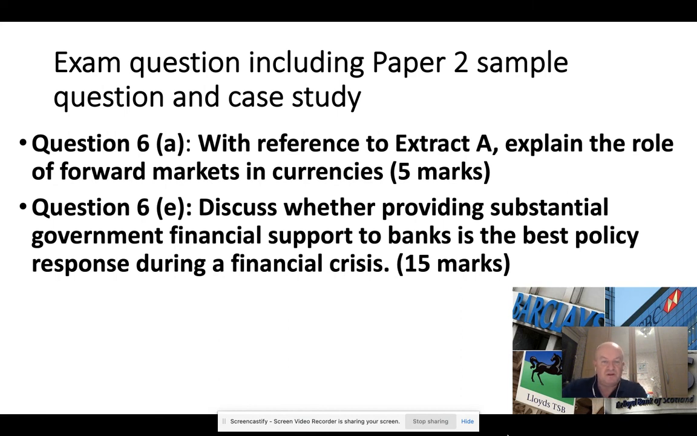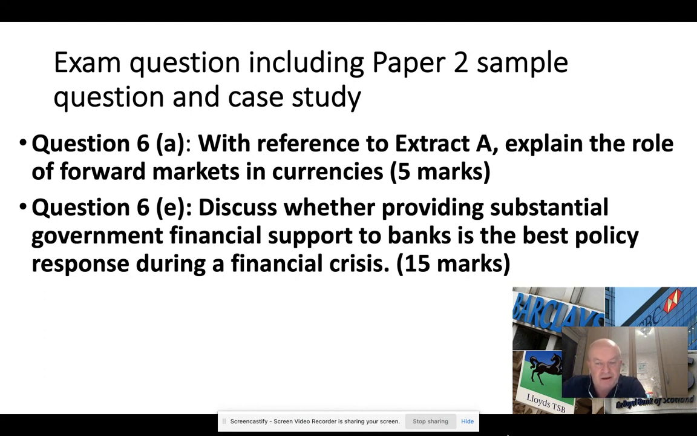A couple of exam questions that you might like to consider. So this is a paper 2 sample question and case study. With reference to extract A, explain the role of forward markets in currencies. That's a 5-mark question. I'll just try and find the reference point for that one in your booklets, but there are a range of questions that you can take a look at, which hopefully might help you to understand that in a bit more detail.